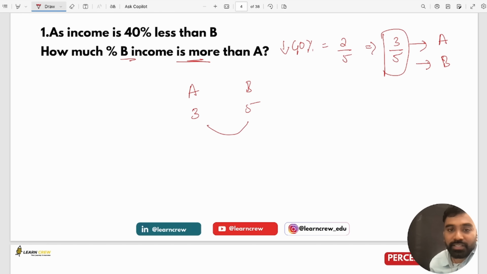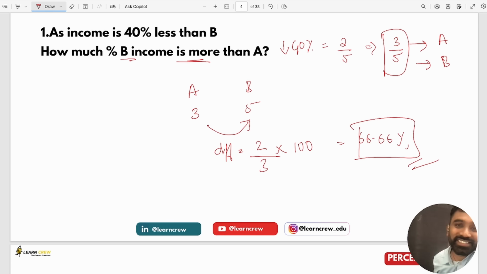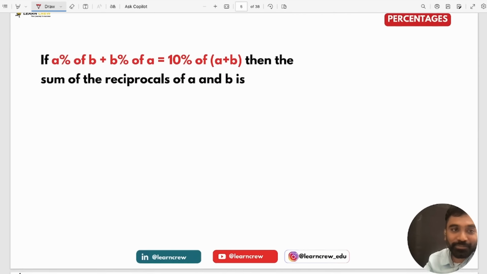So the difference between them is 2, the whole divided by, if it is more, the lesser number, into 100. 1 by 3 is 33.33%, so 2 by 3 becomes 66.66%. That's all. Done, understood? Hope this is also crystal clear for you. If this is good, let us get into the next part.